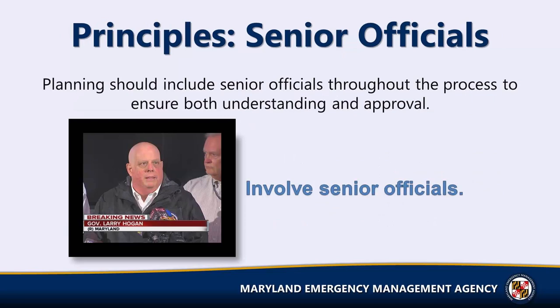Planning should include senior officials throughout the process to ensure both understanding and approval. Senior official awareness and support meets requirements of time management, planning horizons, simplicity, and level of detail. Planners must understand the level to which their senior leader wants to be involved in the planning process and adjust accordingly. Some senior leaders want to be a part of each step, while others want a briefing occasionally throughout the process. Whatever your senior leader prefers, it is critically important that your planning efforts incorporate your senior leaders.